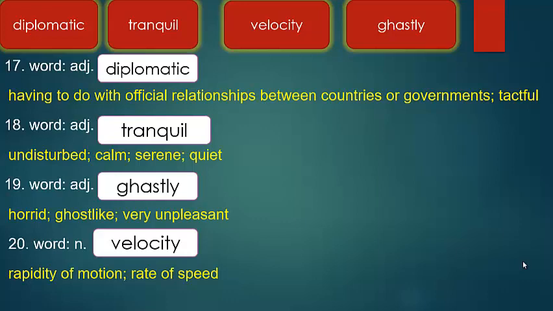This is lesson 1. Next time we will deal with another lesson, lesson 2. We will also discuss the meanings and examples of 10 words.